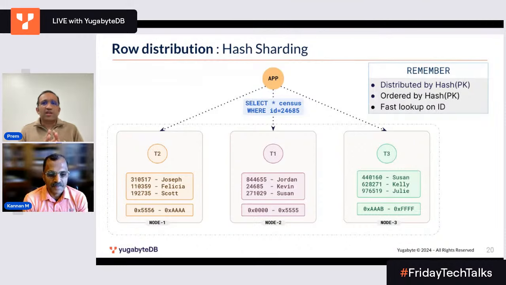You can see here that the person's information is almost randomly distributed across different nodes. But the mapping of ID to tablet is deterministic. So when looking for an ID, the system exactly knows which tablet to go to and fetches the right data.